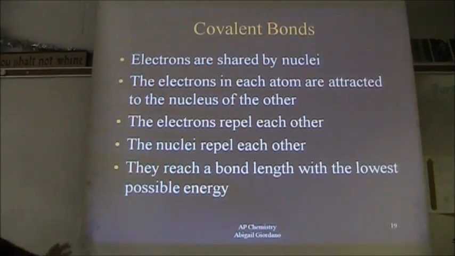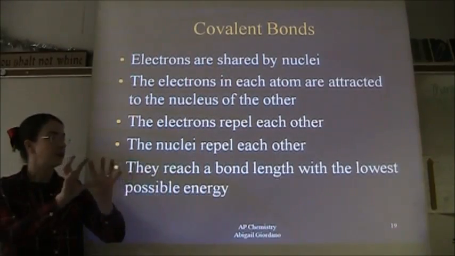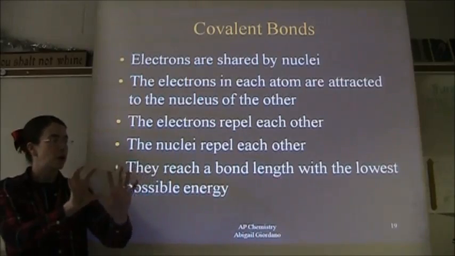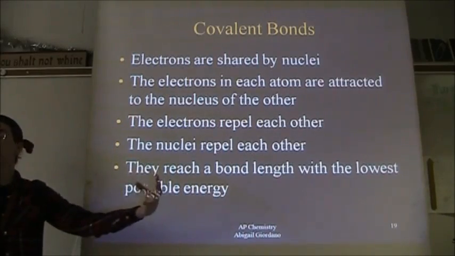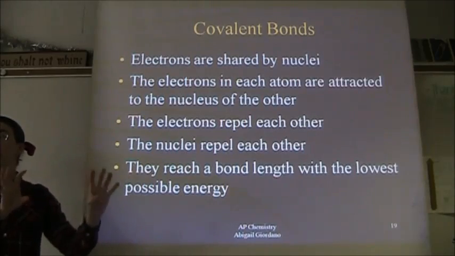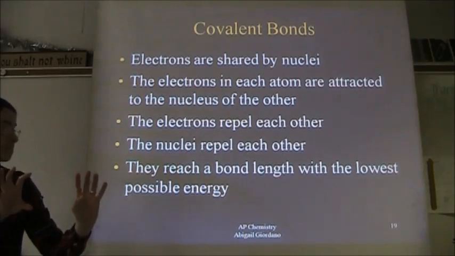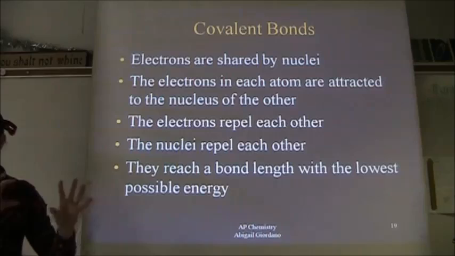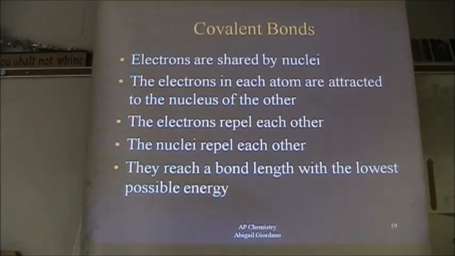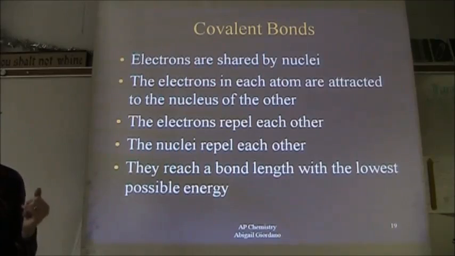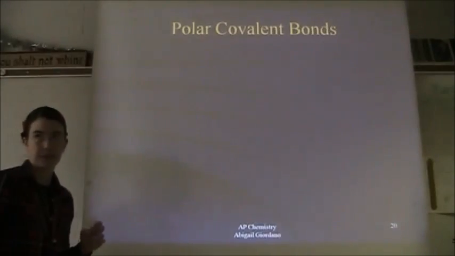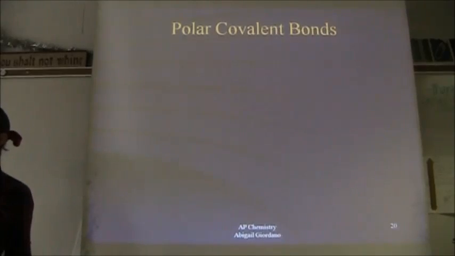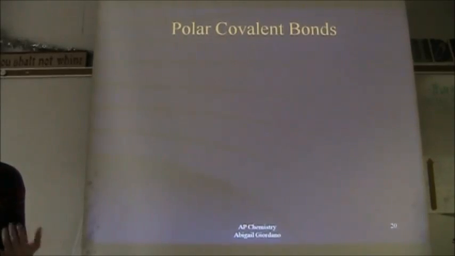Okay? These two atoms will form a bond length, a distance between them, when the forces of attraction and repulsion balance out. Okay? That's how bond length is determined. So what we're going to focus on today, and we're not going to talk about it for very long, is the concept of polarity. You learned this in Chem 1, so this should be review.